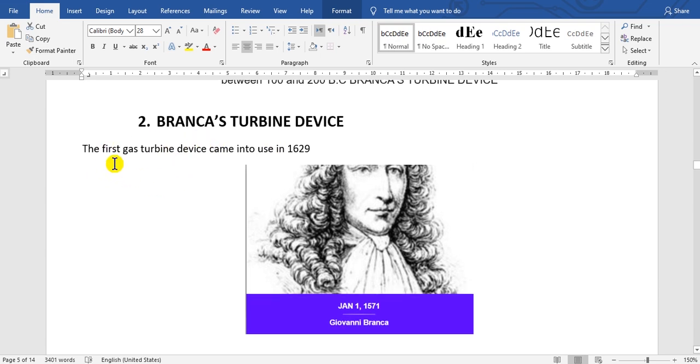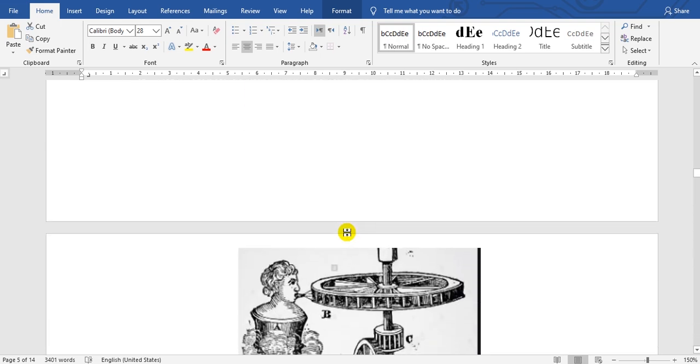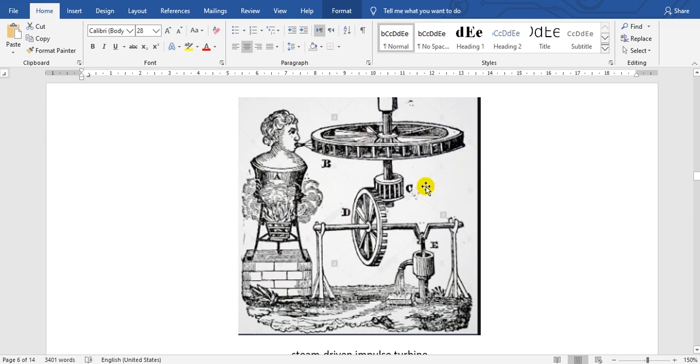Then, after that, the first gas turbine device came into use in 1629 by this engineer here. And this is his machine or his engine. This is a vehicle or container, and inside it water, heat supply here, fire also, then steam here. The steam acts on the blades of this gear, makes it move and rotate, and transmits the motion to other gears to be useful for man, like water here.